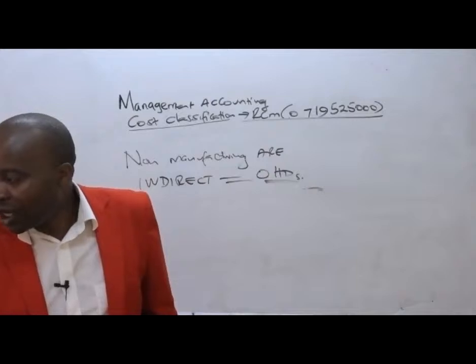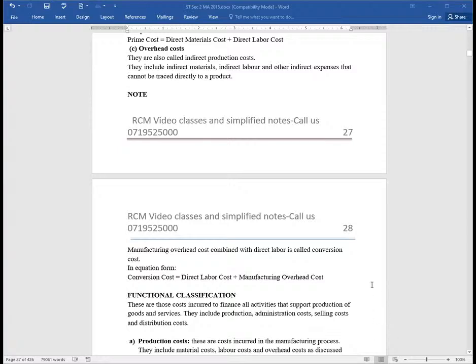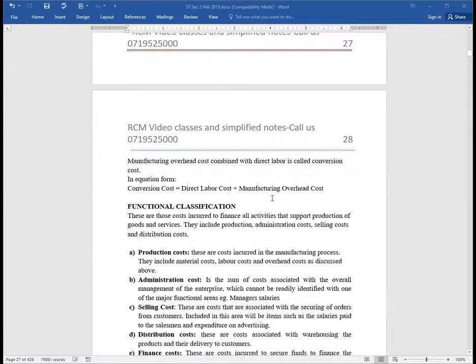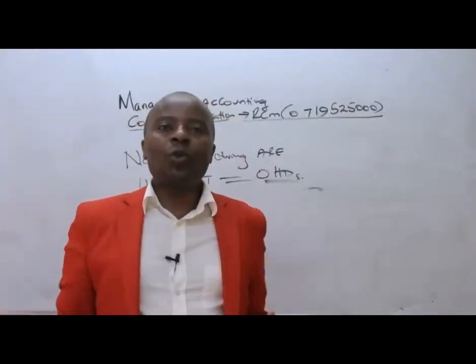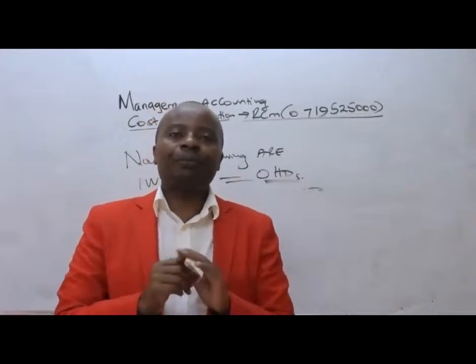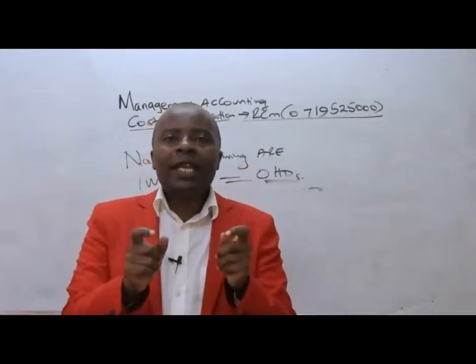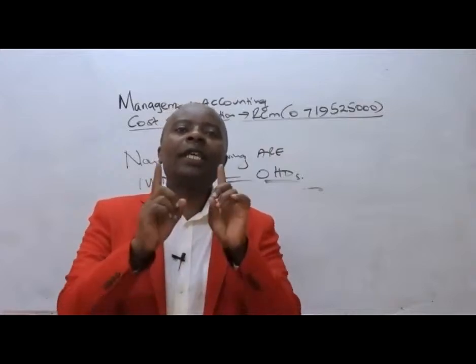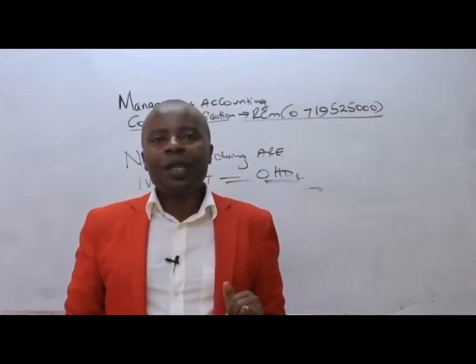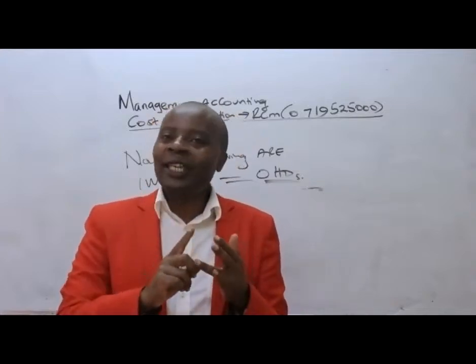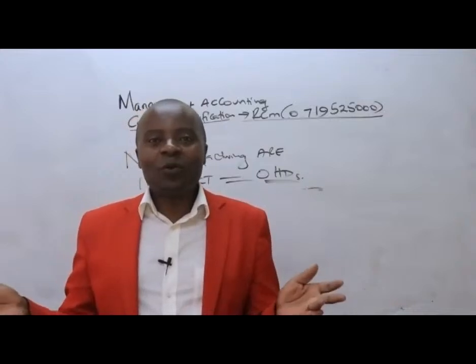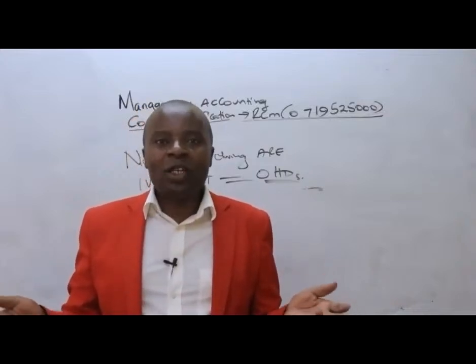Now from there, ladies and gentlemen, we go to another classification, which is the functional classification. Under functional classification, we shall be classifying our costs in accordance to the various activities or functions that a company does. The major function, of course, will be production. We shall be having another function in the name of research and development. It's an activity which serious firms will always engage in, research and development.